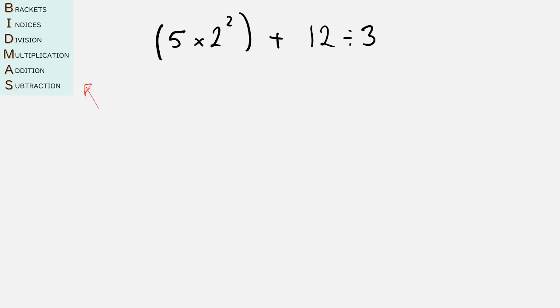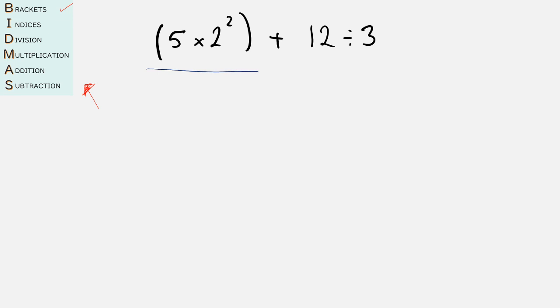If you need to write it on your page, that's fine. If you've got it in your head, that's okay too. This is how I'd like us to set it out. So going through BIDMAS, brackets: are there any brackets? There is. So I'm going to stop there, underline the bit that's got brackets in and sort that bit out there.